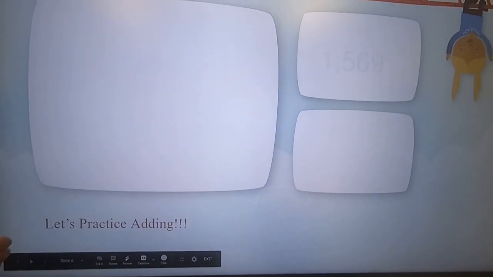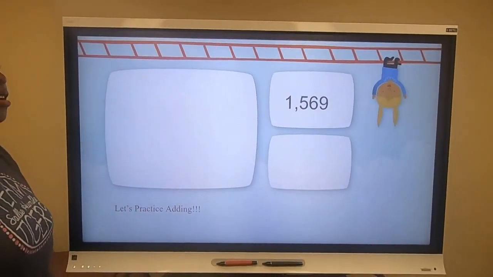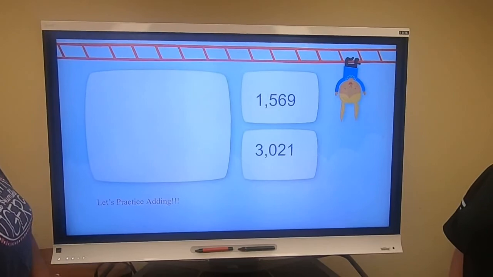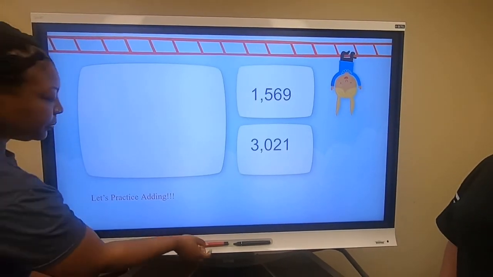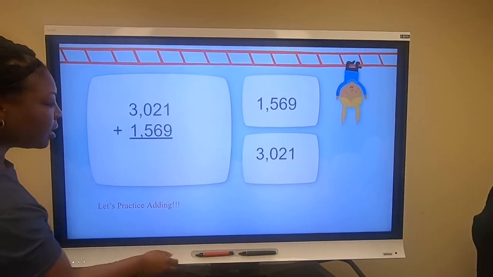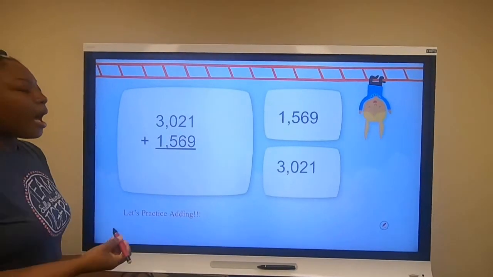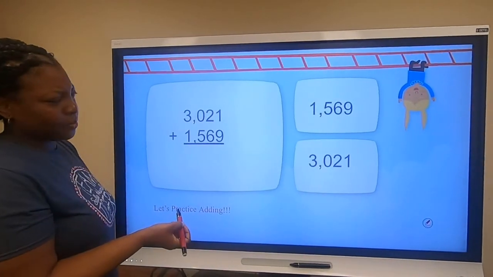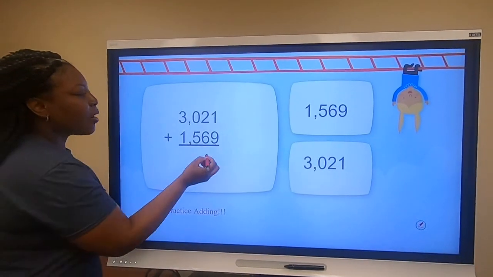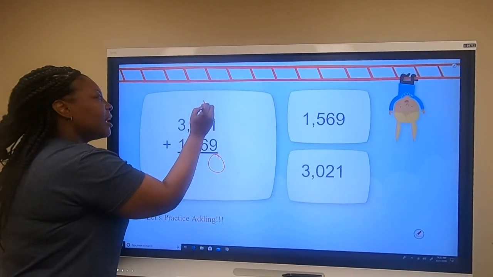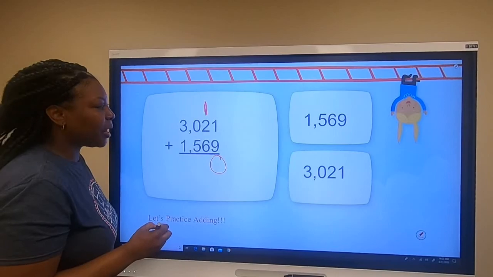Let's practice adding. I have 1,569. I have 3,021. So, I'm going to start in my ones place. So 9 plus 1 is what, Miss Wilson? That equals 10. So I'm going to write my 0 and carry the 1. Carry my 1 to the tens place.